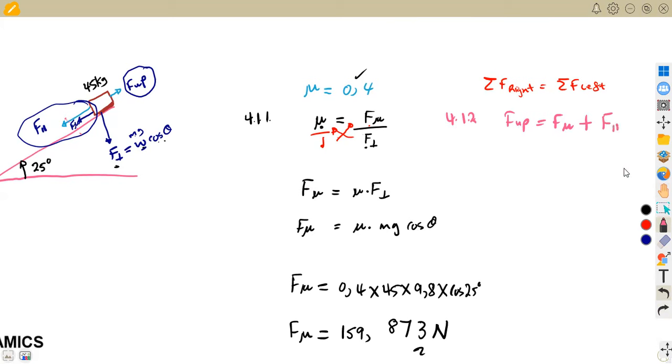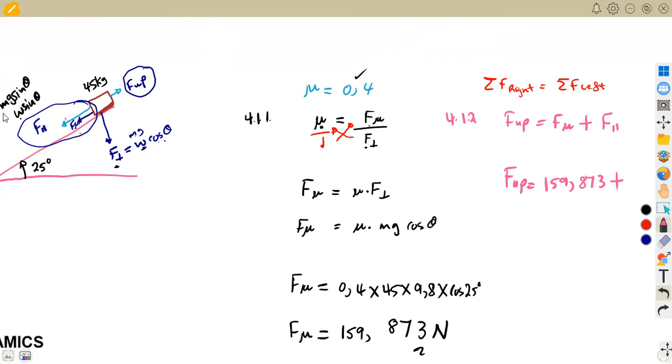So how are we going to obtain our parallel component? This is taken from W sine theta. So our parallel component is simply W sine theta, which is the weight, mg sine theta, from the mass that you're given here. That means we can combine everything at once. In this case, we've got these values. So at the end, our F up is going to be the frictional force we've got here, which is 159.873, plus the parallel component.